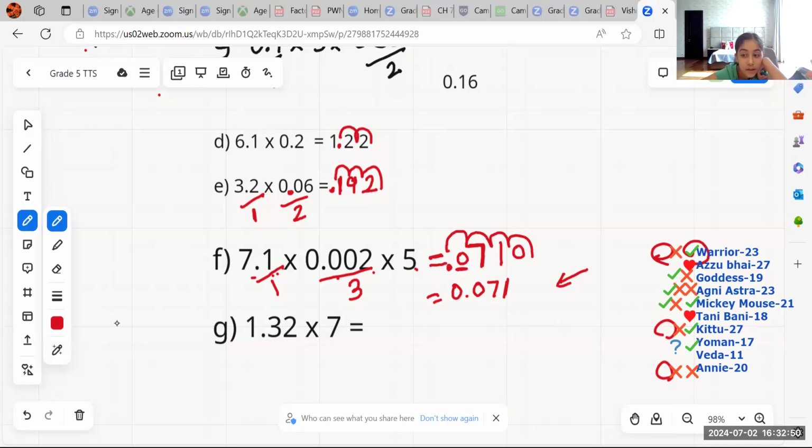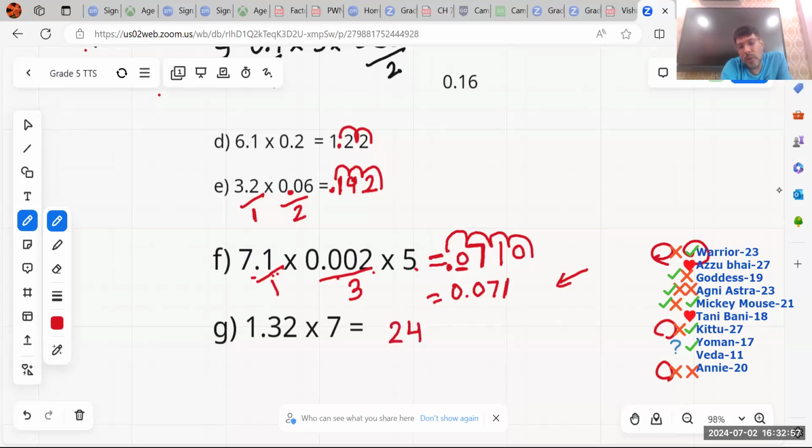Okay sir. So then 7 2s are 14, 1 2, and I will get 924. All right, so I will shift the decimal 2 places, so I will get 9.24. Okay. Any doubts, guys? Any other doubts?